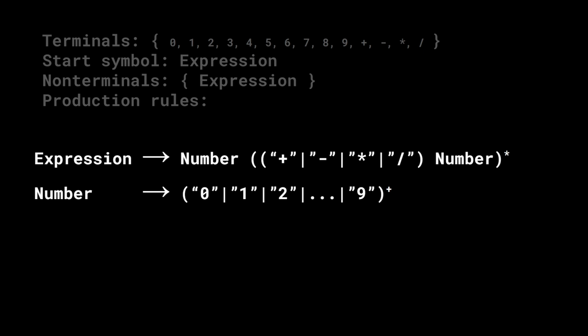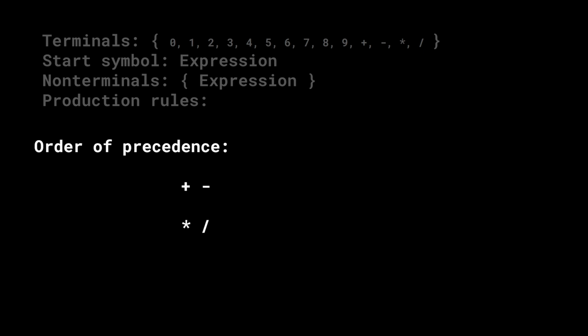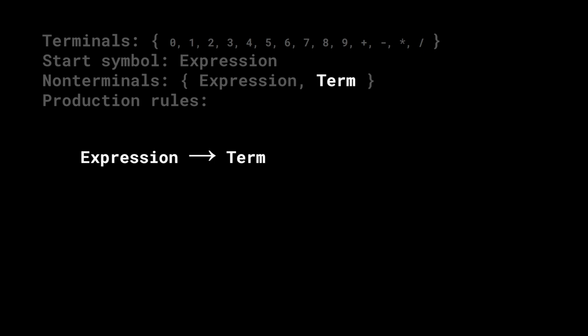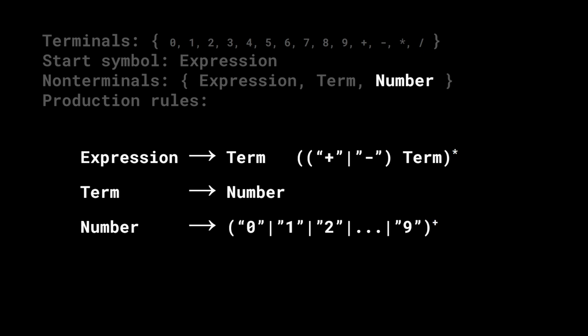A more useful grammar is one that expresses the order of precedence of the operators. To do that, we want to have one production rule per level of precedence. We usually write production rules from lowest to highest precedence. So we can write that an expression is a term, or the sum or subtraction of multiple terms. And a term is a number, or the multiplication or division of multiple numbers.